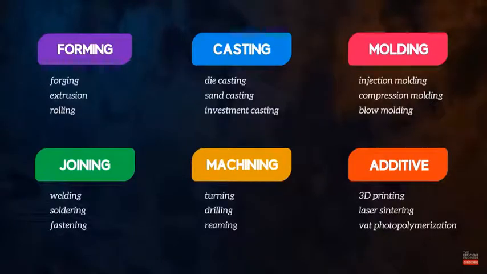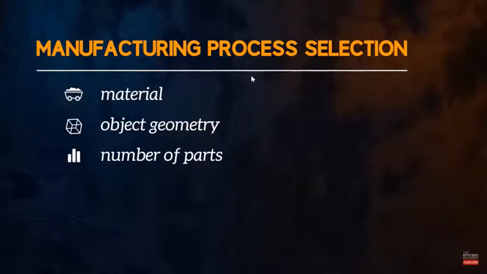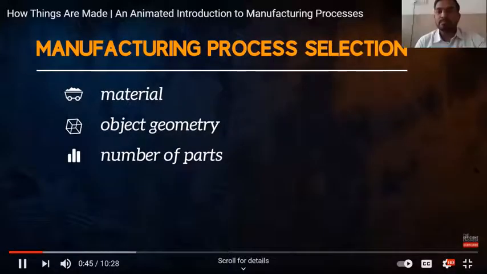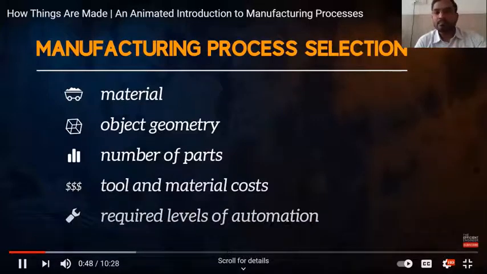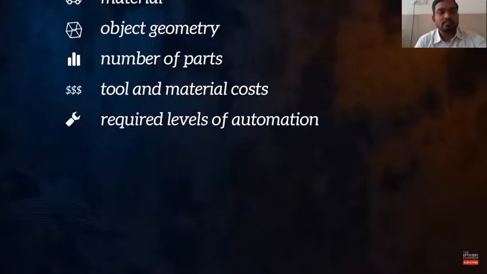There are a lot of different factors which need to be considered when selecting the right manufacturing process. This includes the material you are working with, the geometry of the object, the number of parts you are producing, tool and material costs, and required levels of automation, to name just a few. Let's look through each of the 6 categories in detail.